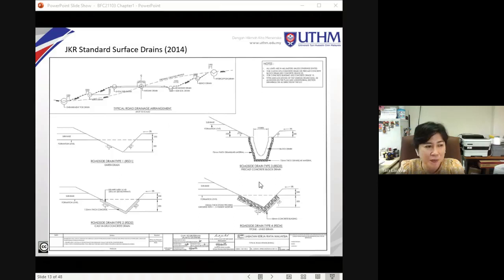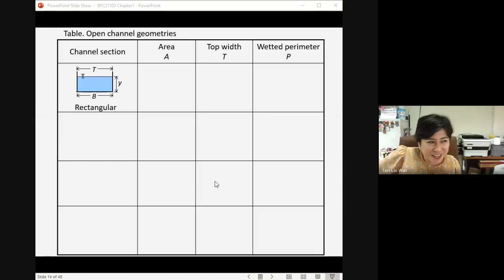You also have the same standard, this sort of triangular, but not symmetrical, triangular channel. Okay, let's look at this open channel geometry. Just give me another 5 minutes to explain this. I want to give you an exercise to make up for the remaining 1 hour. It's just a very simple exercise for you to do.